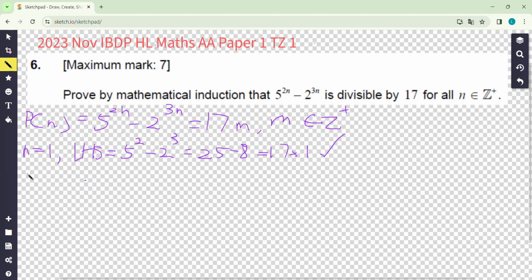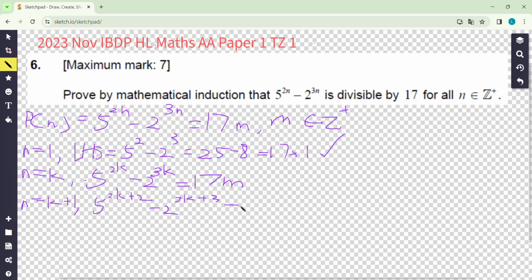And then assume it is correct for n equals k. It means that 5^(2k) minus 2^(3k) equals 17m, where m is an integer. And then consider n equals k plus 1. A little bit complicated. 5^(2k+2) minus 2^(3k+3).